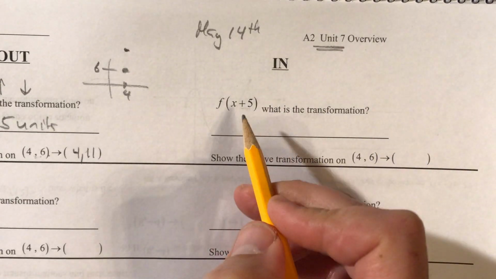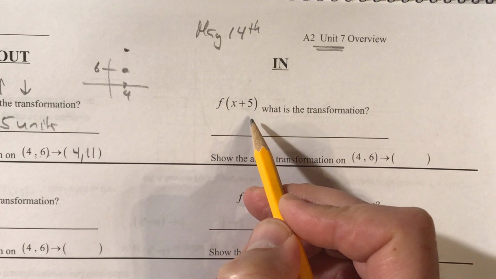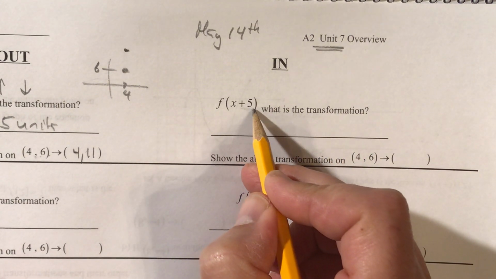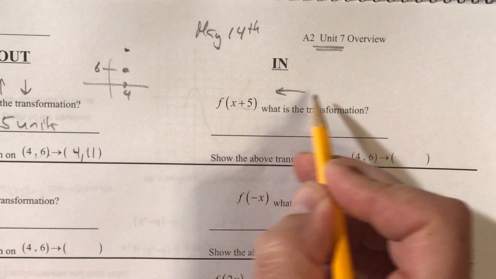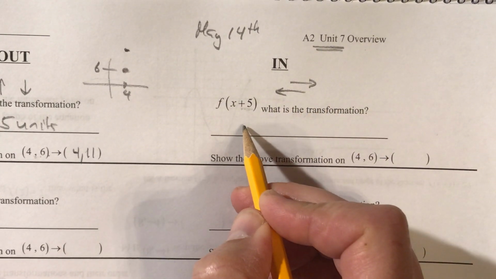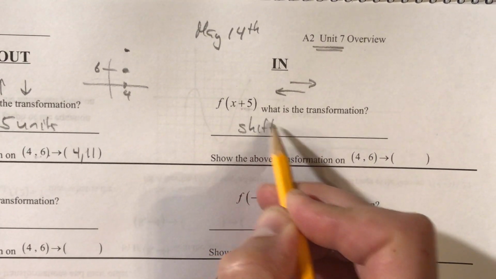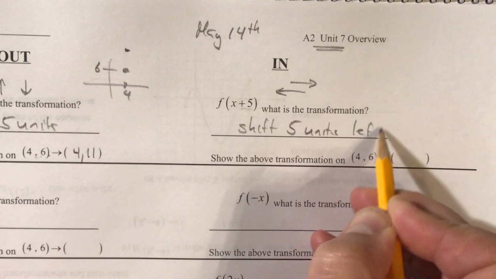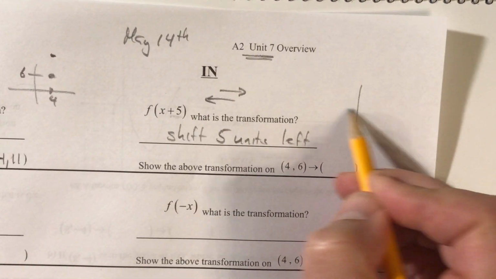Okay. Well, what if the +5's on the inside? Well, parentheses lie to us. They lie. So we know that this is not going to move in a positive direction. First of all, it's going to go left to right. But the +5 is not moving to the right. It's moving to the left. It's going to shift 5 units left.